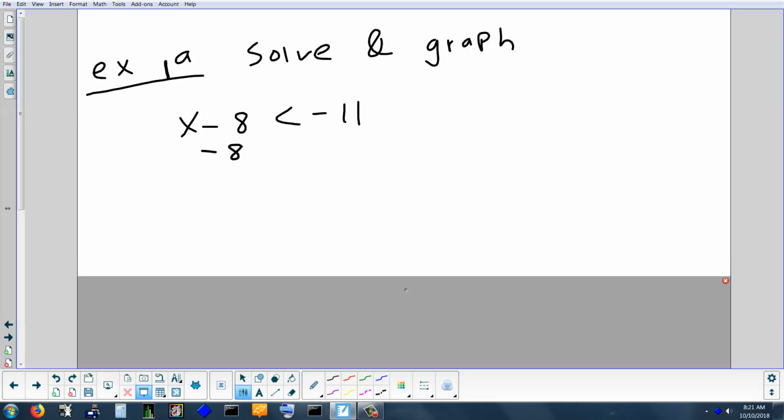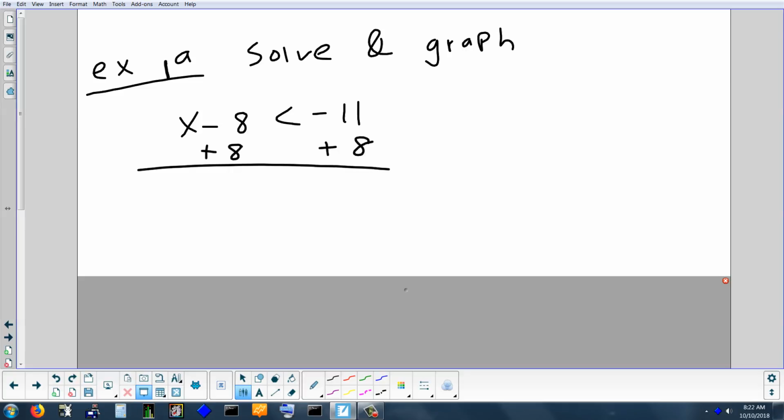Okay. So if I do that, what's negative 8 minus 8? 16. Wait, no. Would it be 0? No, it wouldn't be 0. If I did negative 8 minus 8, that would be negative 16. Oh, so you have to add 8 on both sides. Yeah. We want to add 8 on both sides.